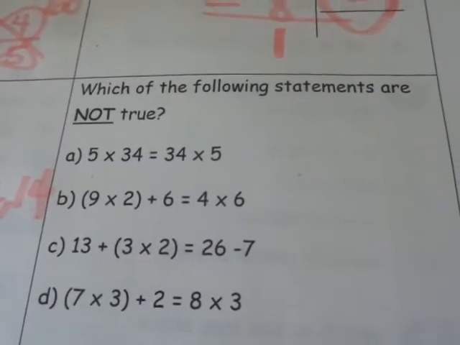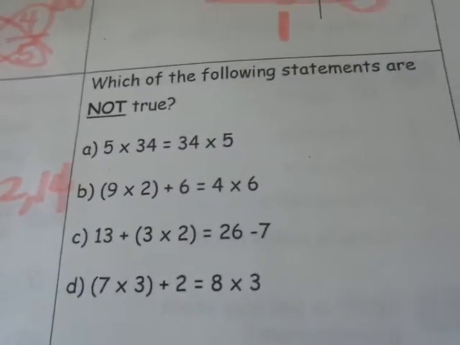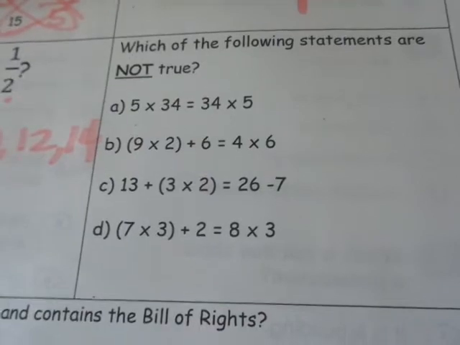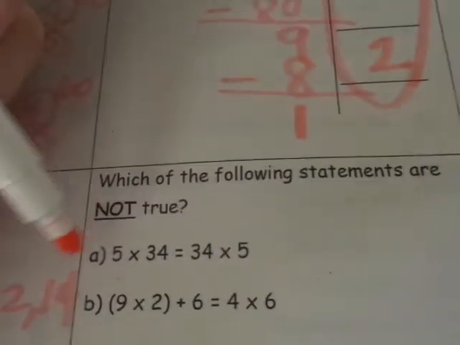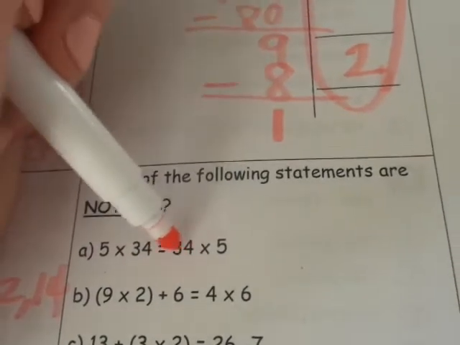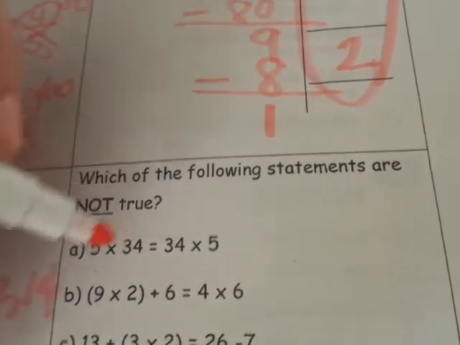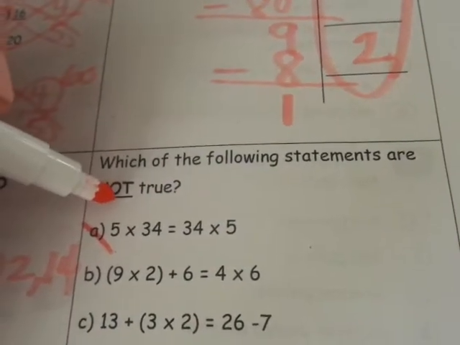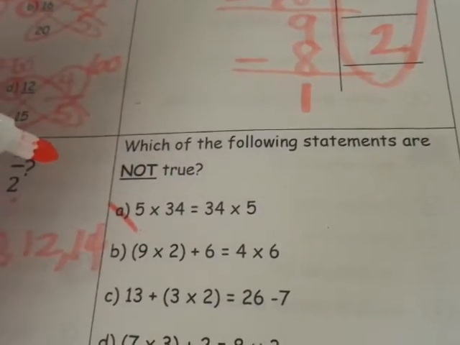Which of the following statements are not true? So there are some of them that are going to be equal, but we're looking for which ones are not equal. Okay, so 5 times 34 equals 34 times 5. Well, yeah, that's true because that's the commutative property. But I'm looking for which one's not true.